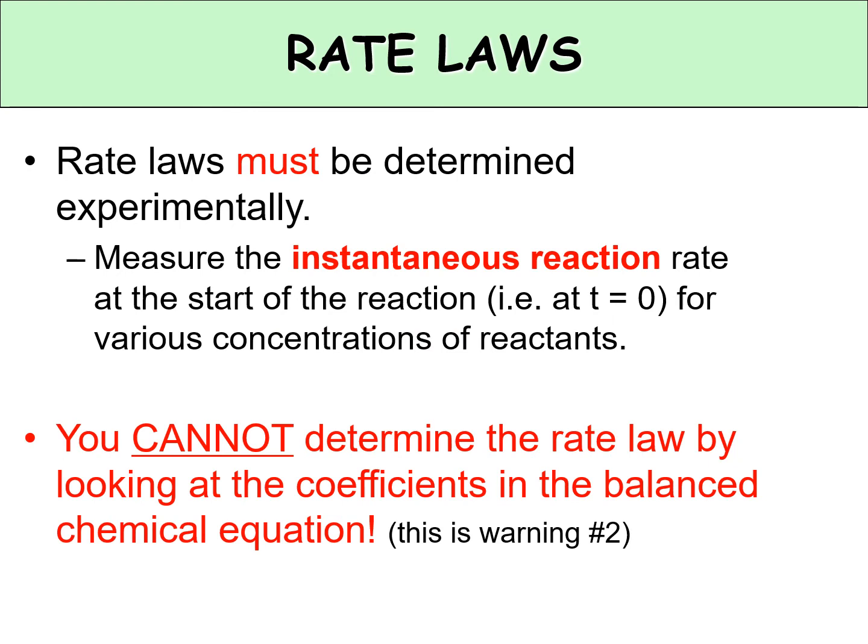This is the second warning: rate laws must be determined experimentally. And the method is called the method of instantaneous reaction rate at time 0. So it's called the method of the initial rates. And this is what you will do in the lab. That's going to be a virtual lab instead of an actual lab, but that's what it is.